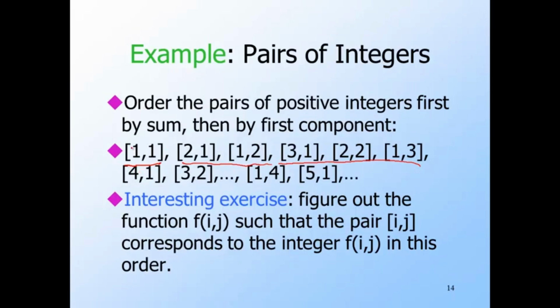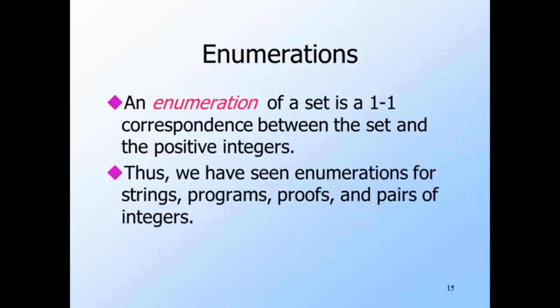You can, in fact, figure out a function f(i,j) such that the pair (i,j) is the f(i,j)th in that order. But the important point is that some such function exists, and therefore it makes sense to talk about the ith pair of integers. We call the one-to-one correspondence between a countable set and the positive integers an enumeration of the set. Thus, strings, programs, proofs, and pairs of integers, for example, have enumerations.